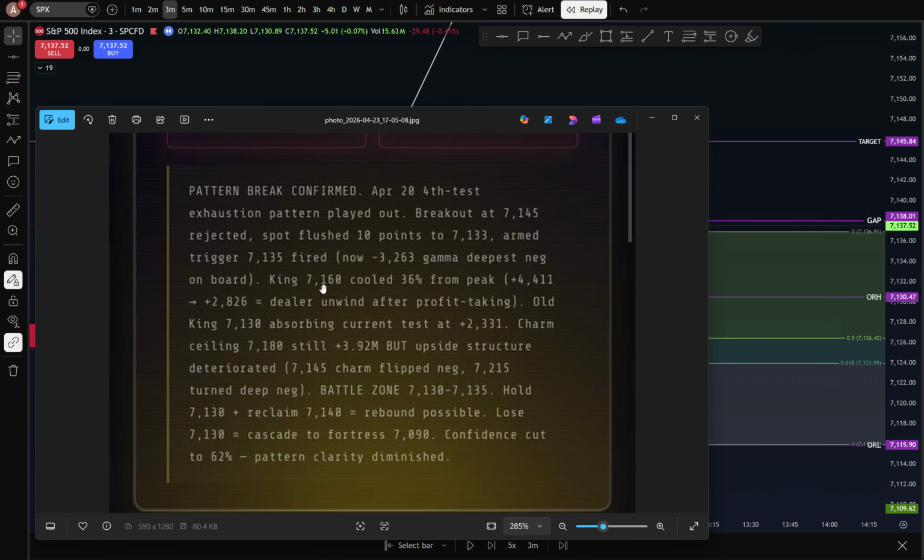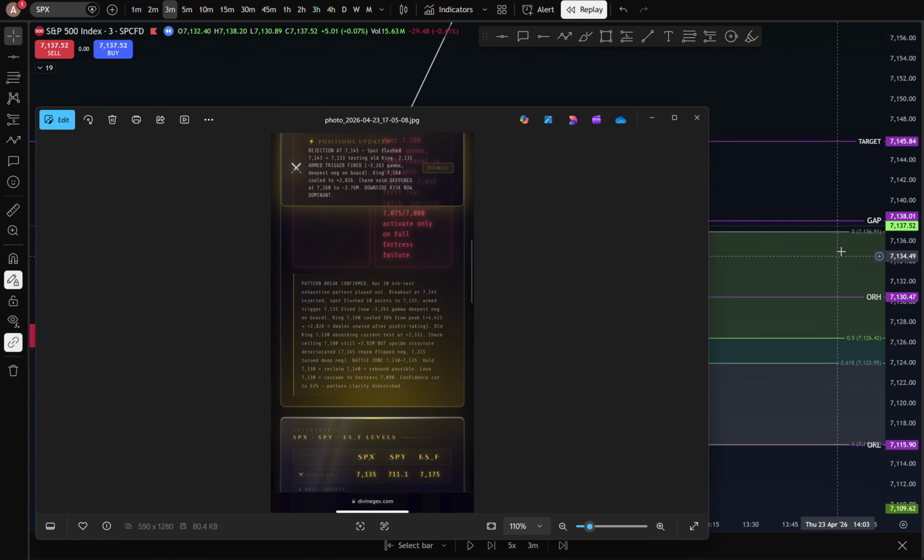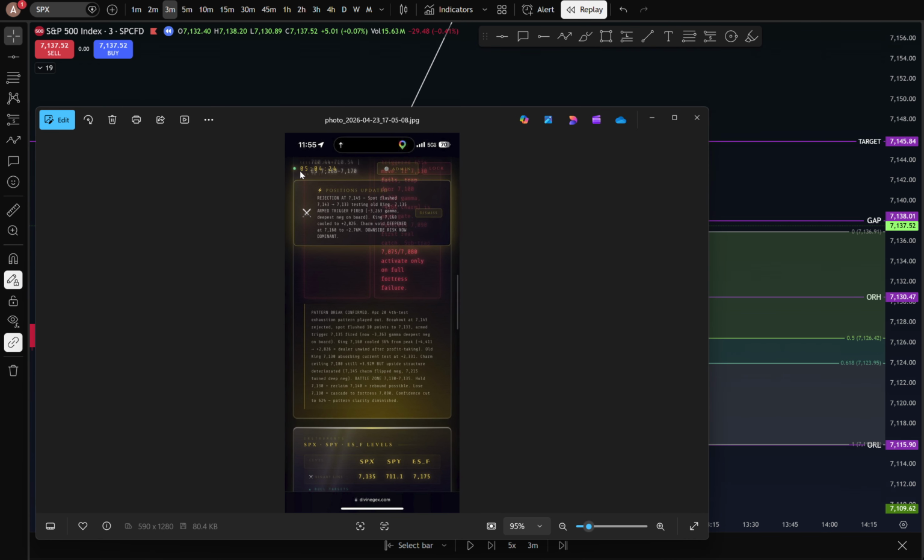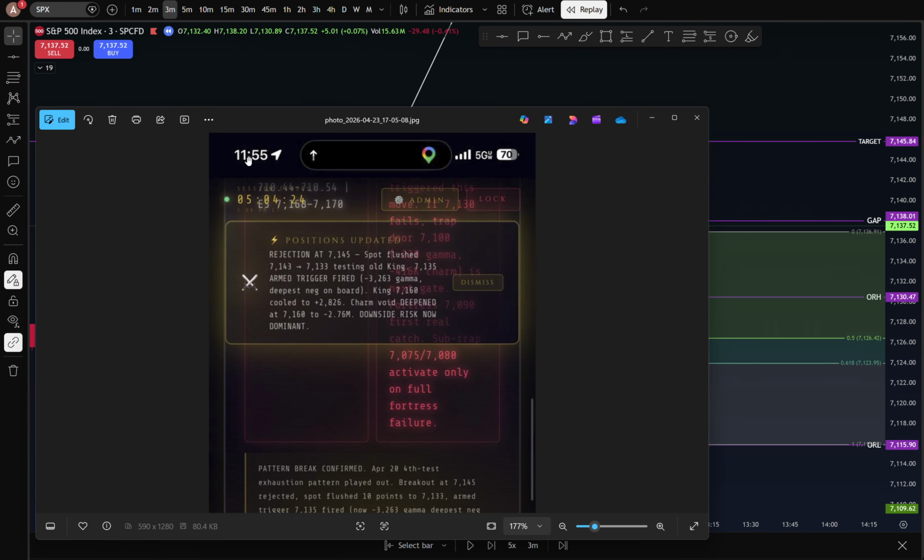and then we're gonna get back to this 71.60. Lose 71.30, cascade to fortress 70.90. Okay, like if we lose this level, then it's gonna dump here. Now you need to watch your chart as well. So this update came at 11:55, way before the drop, way before anyone predicted, way before anything.